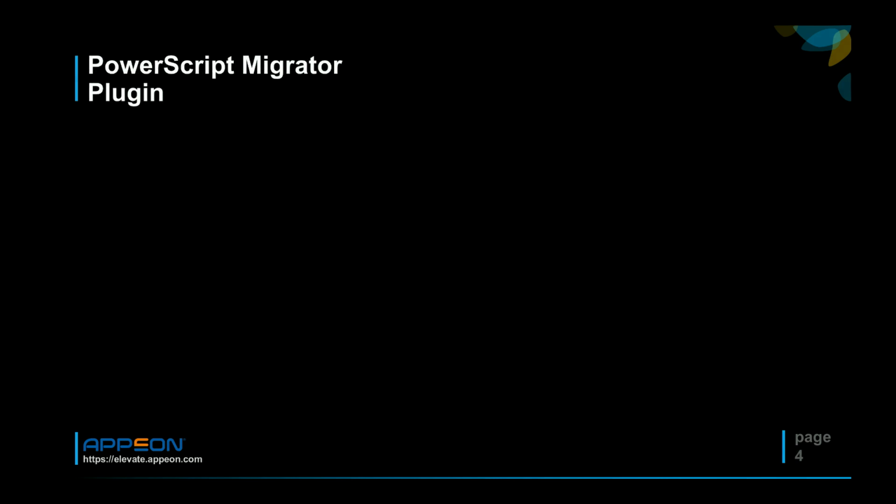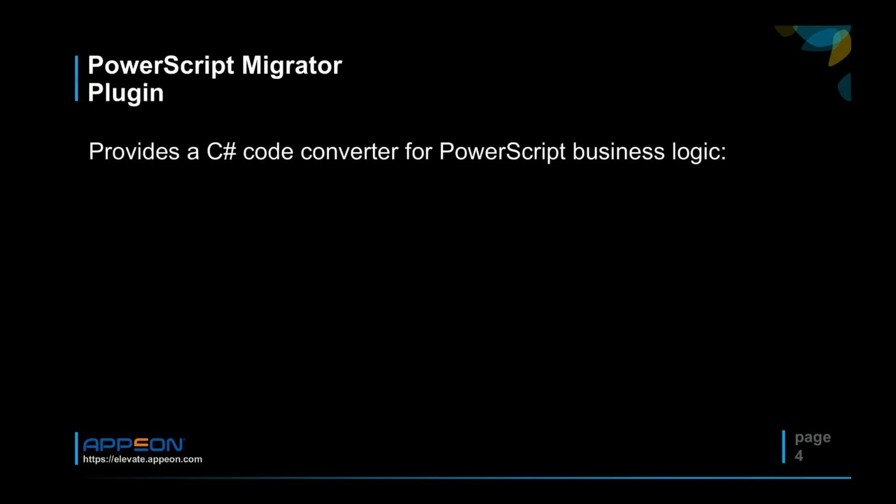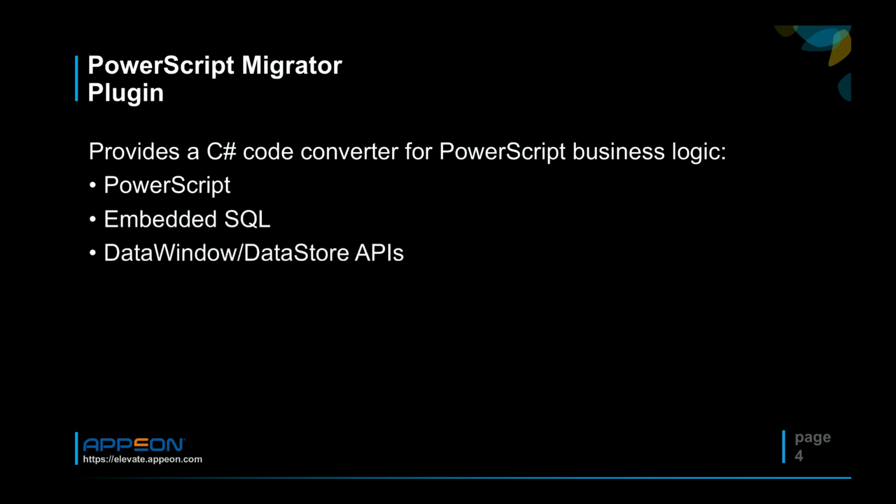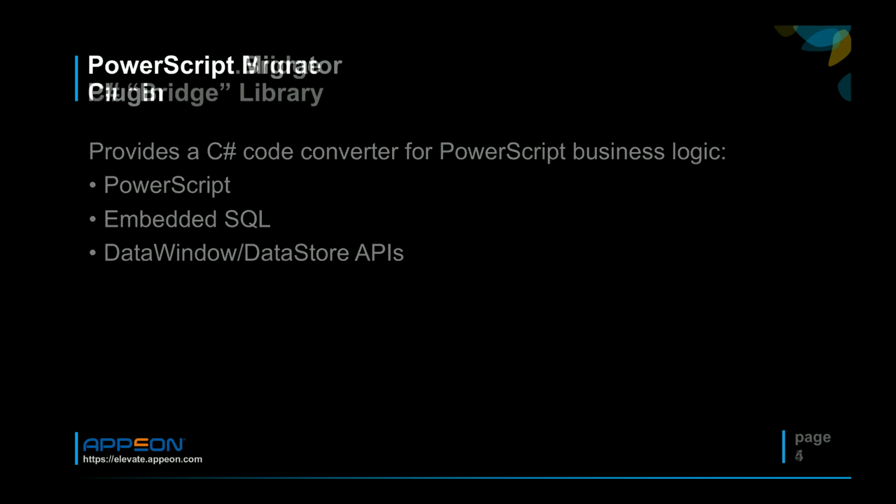So let's talk a little more about the PowerScript Migrator plugin in more detail. It's a C# code converter for the business logic. It's going to convert PowerScript to C#. It's going to take embedded SQL over into your C# project. It's also going to handle data window data store APIs. So when you've written PowerScript to reference the data window or data store, for example, like a data window.retrieve or a data window.update, it's going to take care of converting that over to C#.